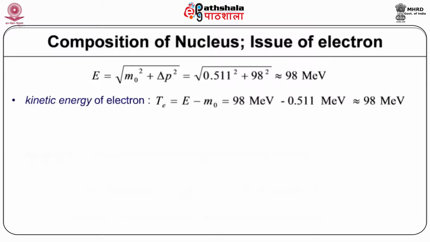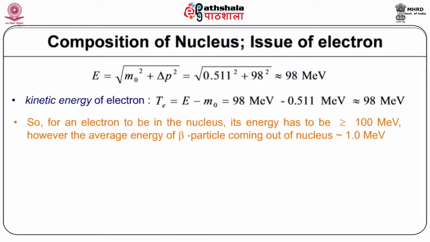So the kinetic energy of the electron, which is equal to the total energy of the electron minus the rest mass energy of the electron, will be equal to 98 MeV minus 0.511 MeV, that is almost equal to the same value, that is 98 MeV. So for an electron to be within the nucleus, its energy has to be more than 100 MeV.